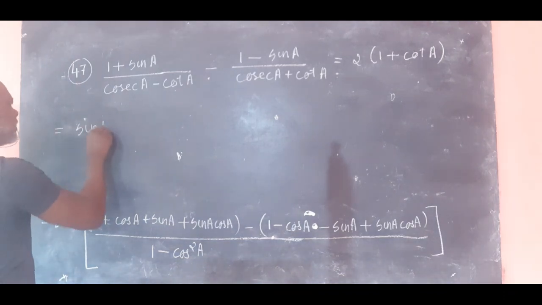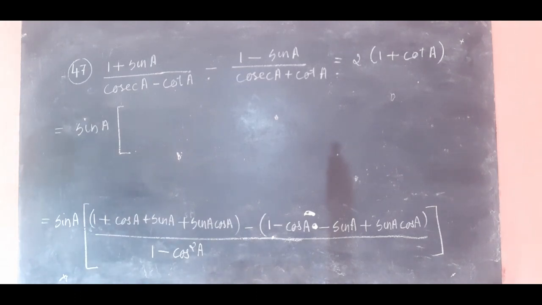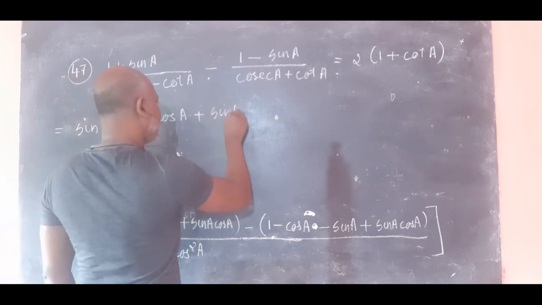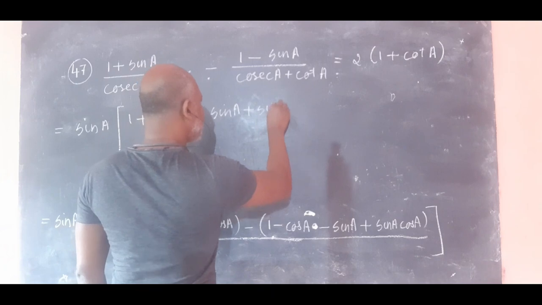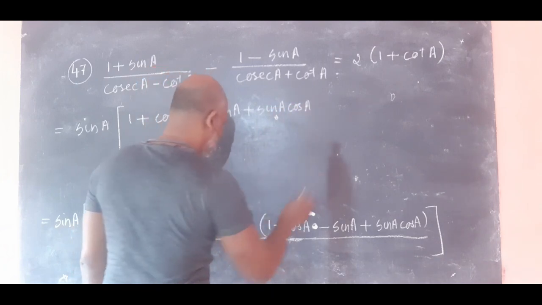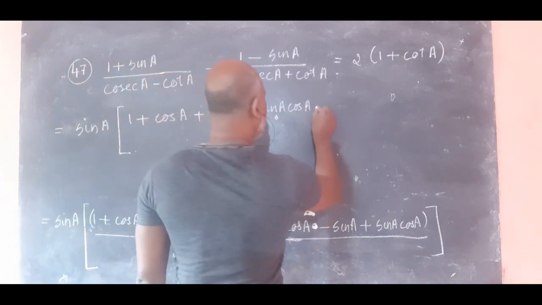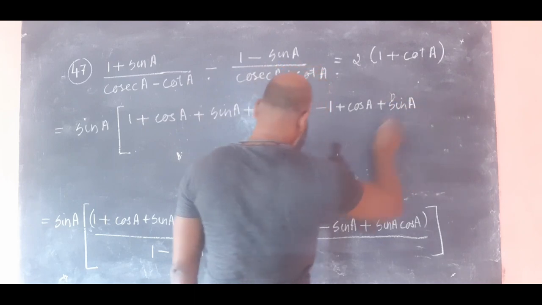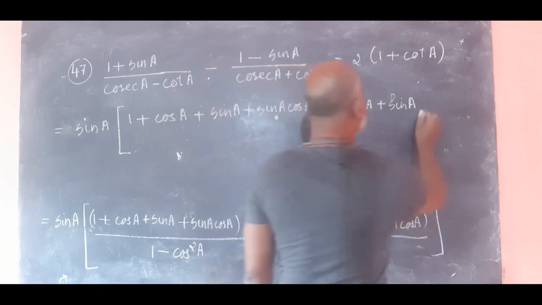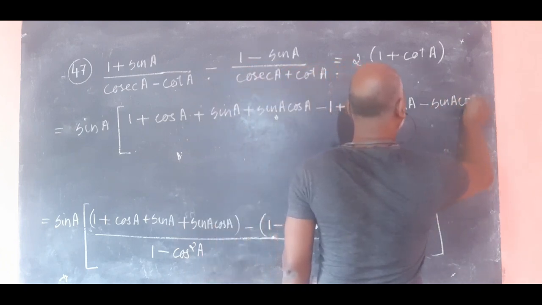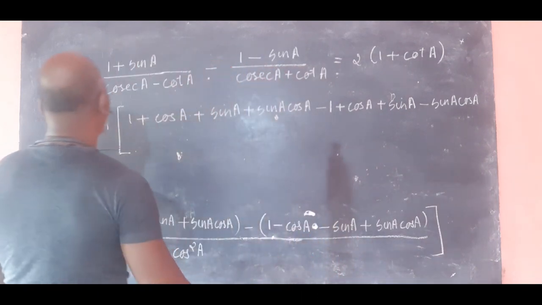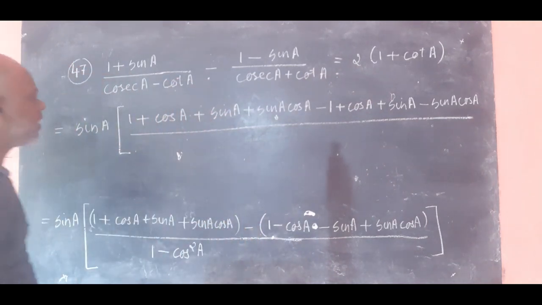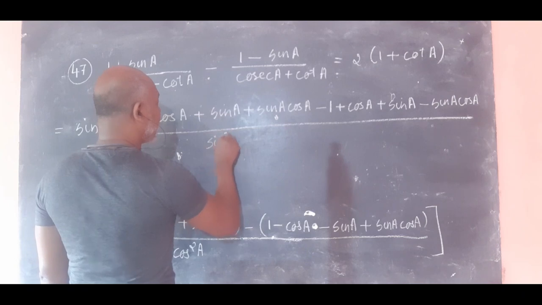Now we have sin a times 1 plus cos a plus sin a plus sin a cos a. Then we open the bracket, so we have minus 1 plus cos a plus sin a minus plus minus minus sin a cos a. Okay, whole divided by, we know that 1 minus cos square a is sin square a. So we have sin square a.